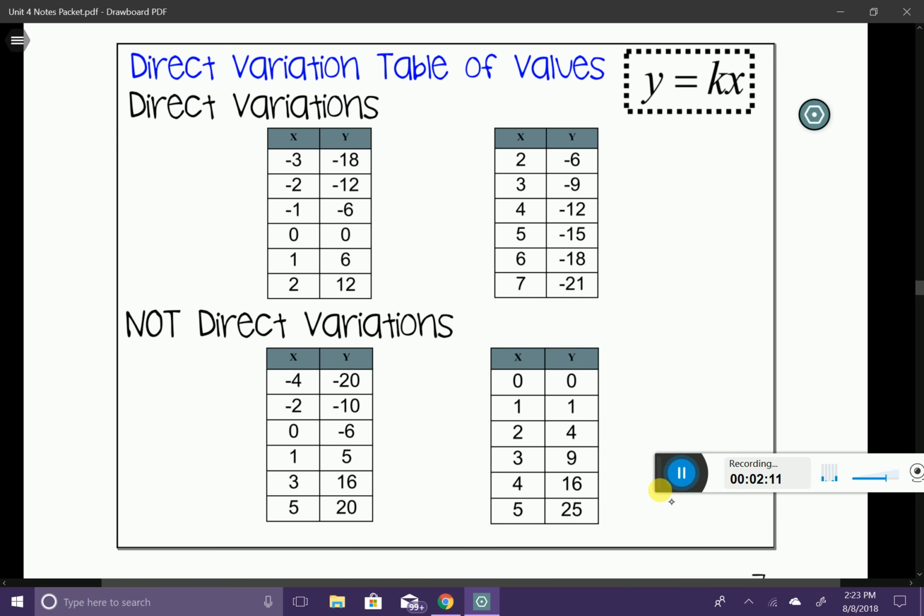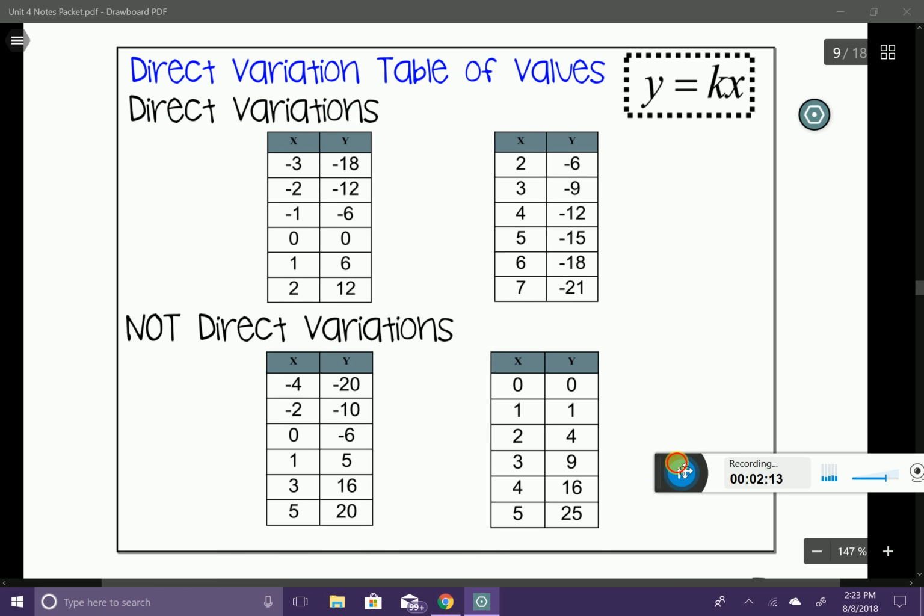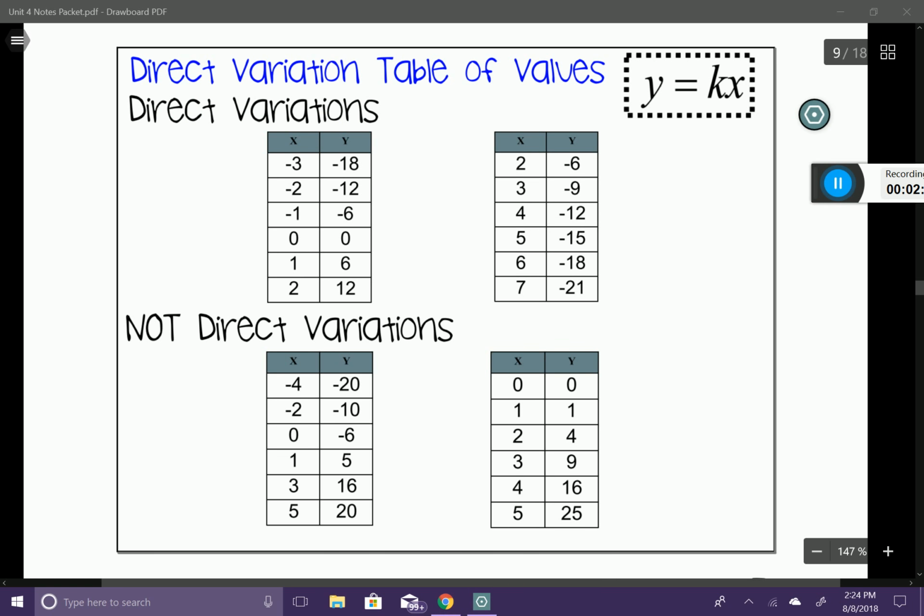Sometimes we're given tables of values and we're asked to determine whether this table of values creates a line that in turn is a direct variation equation. One way to look at it is to see if that line goes through the origin, because most likely, if it's linear at least, if it goes through the origin, it is a direct variation. But just because it goes through the origin doesn't mean that it's linear. So let me show you a way to always detect whether or not it is direct variation.